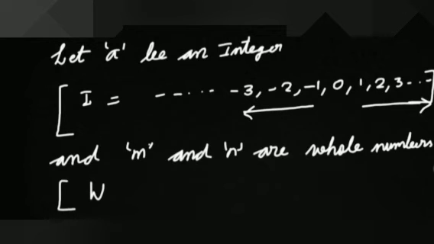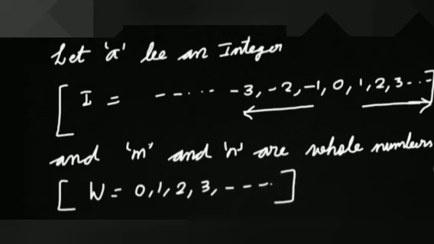Whole numbers: W is equal to 0, 1, 2, 3, etc. They are known as what? Whole numbers. Numbers 0, 1, 2, 3, etc. are known as whole numbers. We have discussed all these things in detail while learning the lesson of integers, isn't it? Okay, whole numbers are numbers 0, 1, 2, 3, etc. Integers are minus 3, minus 2, minus 1, 0, 1, 2, 3, etc.